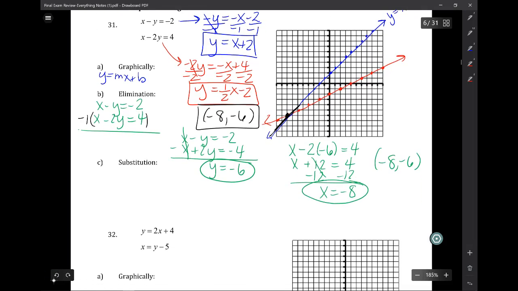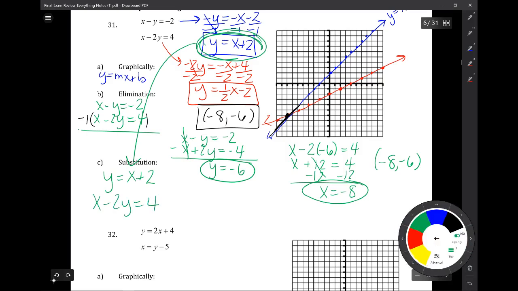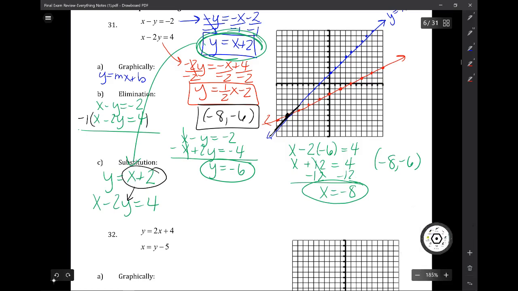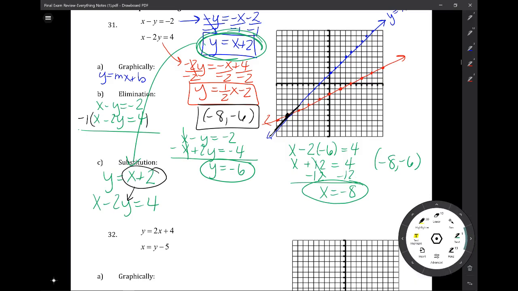Substitution is when you literally replace one with the other. If I utilize the fact that I know that the top equation is y is equal to x plus 2, and the bottom equation is this equation, all I'm going to do is take this part of it and replace the y in the second part of it. So I would have x minus 2 times, and then I replace the y with x plus 2.